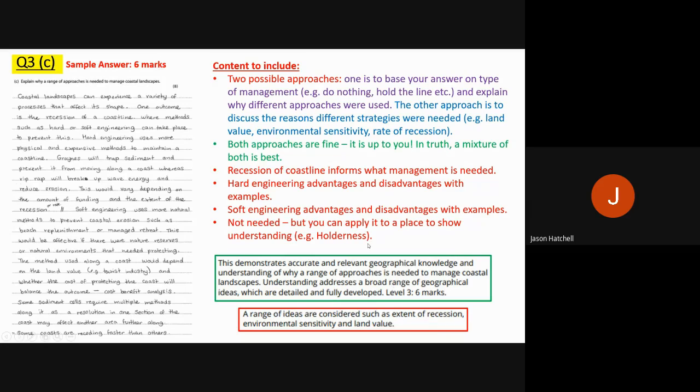And this last bit is not needed, but some of you will want to do this because you know it and it's useful to you. You can use Holderness as an example of a place that has a mixture of hard and soft engineering and how that was needed there. And it wasn't just a one approach solution. And in some places on that coastline, obviously, there's also do nothing. So that's a good coastline to use as well.